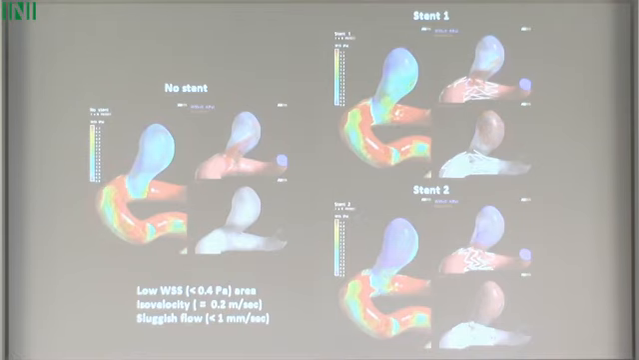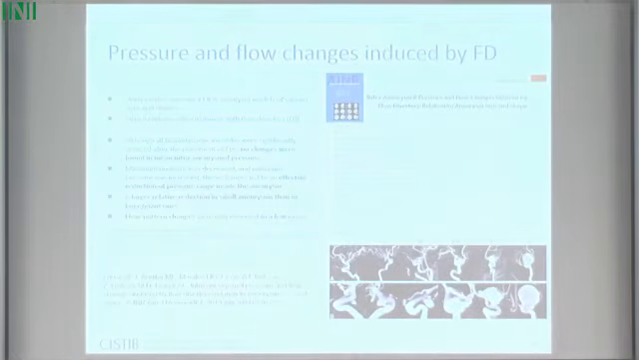So now what we have is the possibility to do things like, given a device, you test different types of therapies, and then you look at where you have a sluggish flow, which is usually the area where the clot will come.